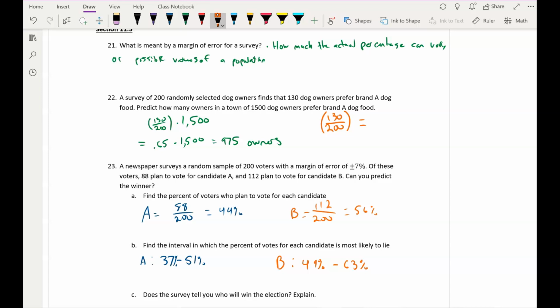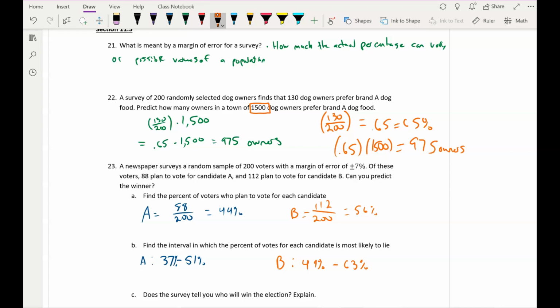I get 0.65, which is 65%. So 65% of those people that were surveyed preferred brand A dog food. To make a prediction about the general population, you then take that percentage and multiply it by however many people there are. So there's 1,500 dog owners. We want to predict how many prefer brand A. Well, just take 0.65 or 65% times that, and you get 975 owners.